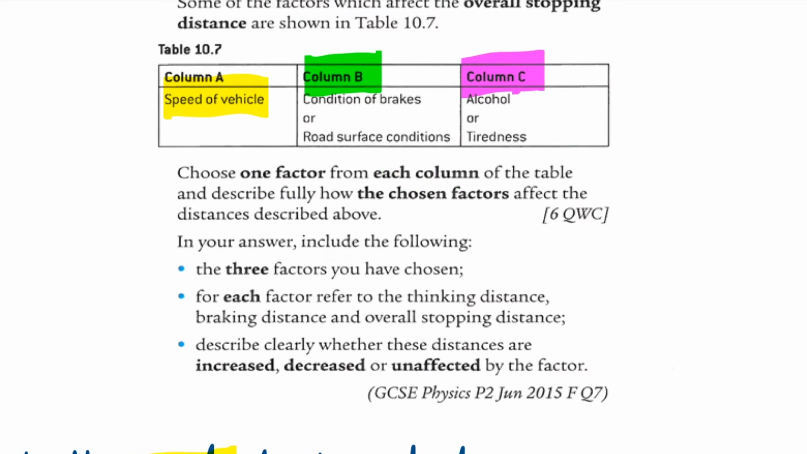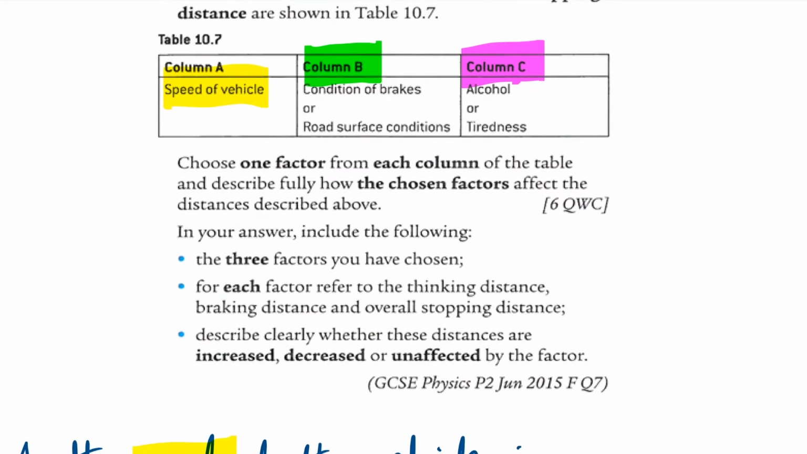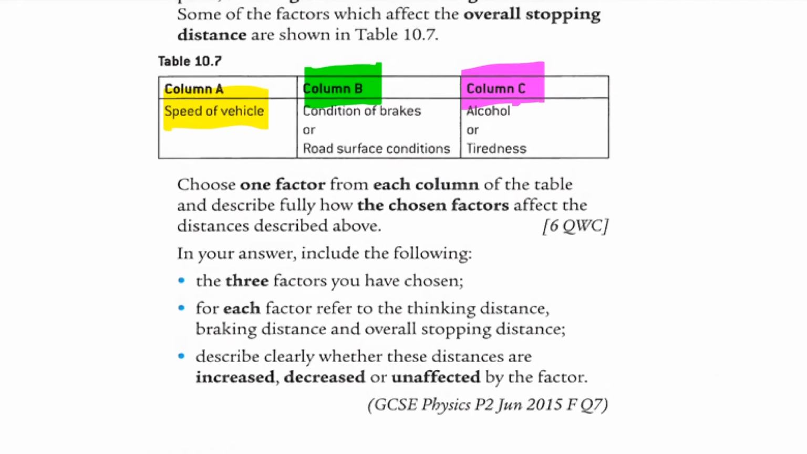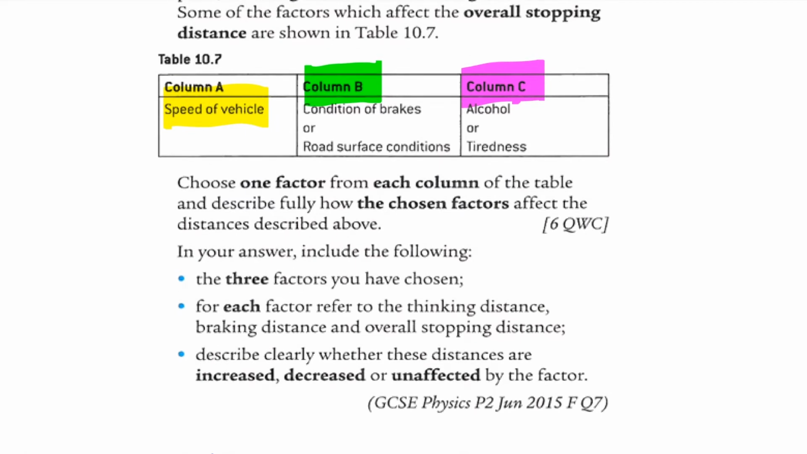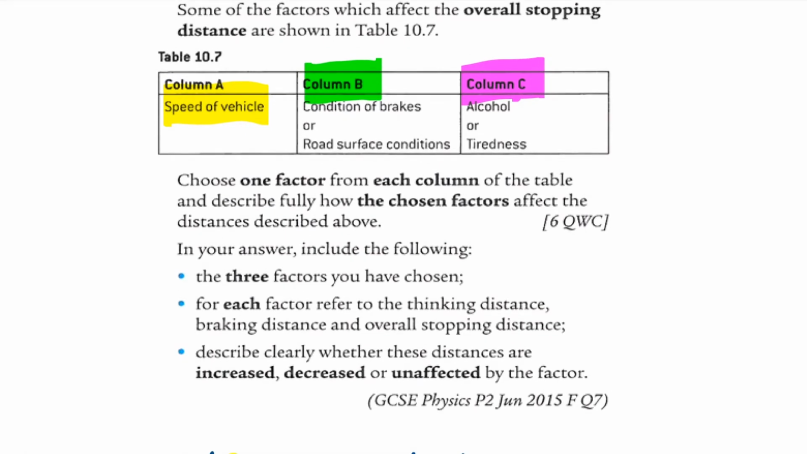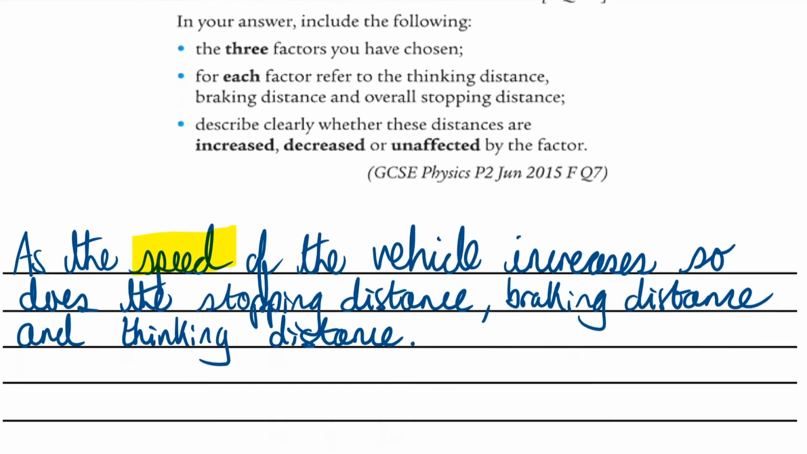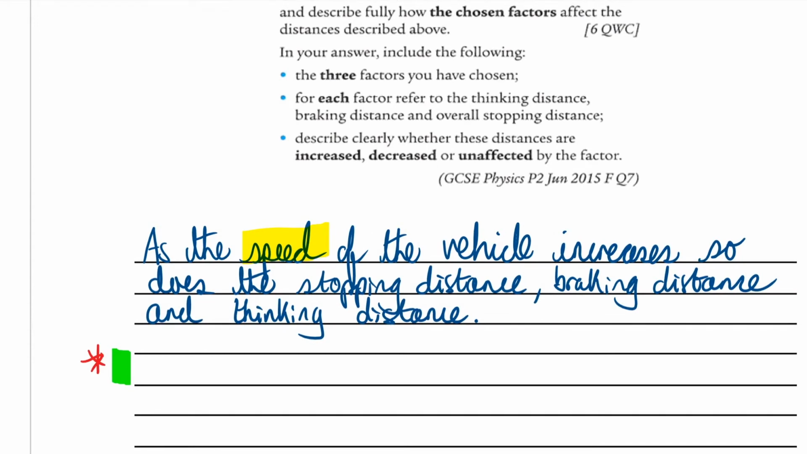I chose, well, there wasn't much of a choice in the first column, was there? The first column tells you which factor to choose. In B and C, B for example, you can either choose condition of brakes or road surface conditions. It's up to you. Let's look at column A, speed of vehicle. This is what I've written down. As the speed of the vehicle increases, keyword increases, so does the stopping distance, the braking distance and the thinking distance.